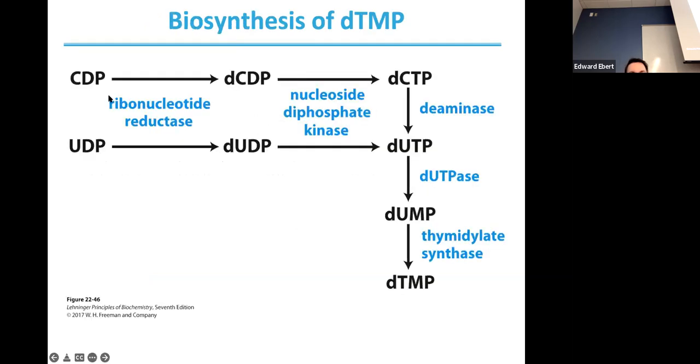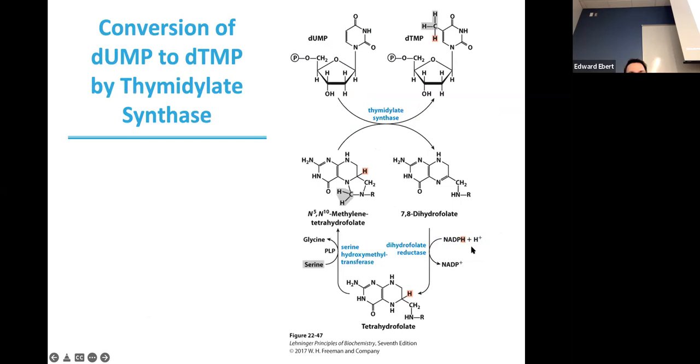Okay. So again, if we look at our biosynthesis of thymidylate, we start off with either CDP or UDP. We put that in the deoxy form. Then we add a kinase in there, so we make our triphosphate. Then we'll cleave off pyrophosphate, and then thymidylate synthase will add a methyl group to dUMP to make our dTMP. And here's our tetrahydrofolate adding our group.